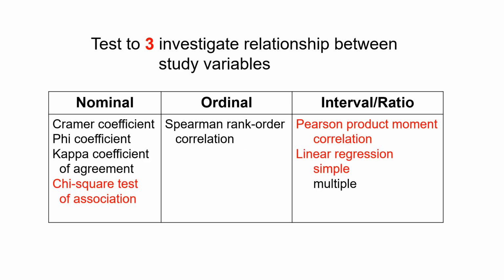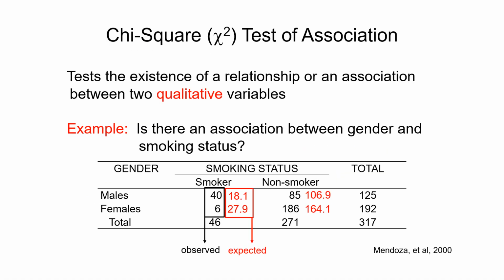Under tests to investigate relationship between variables, the choice of the test depends on the scale of measurement. The chi-square test of association is used for examining the existence of a relationship between two qualitative variables, which is gender and smoking status in this example. We use the same chi-square test regardless of how we state the research question, whether as a difference in proportion between groups or association or dependency between variables.